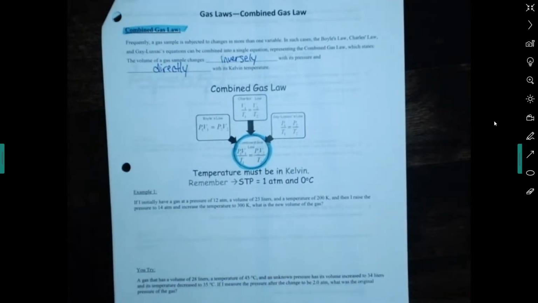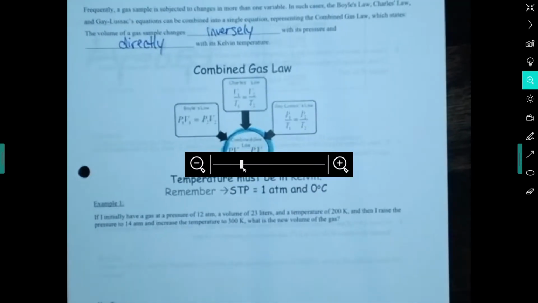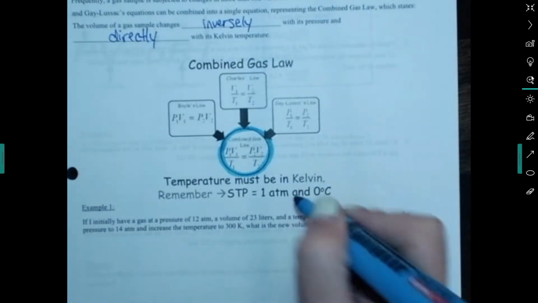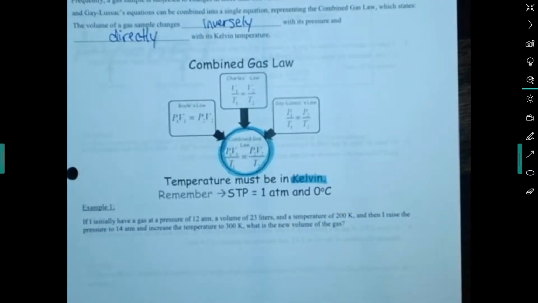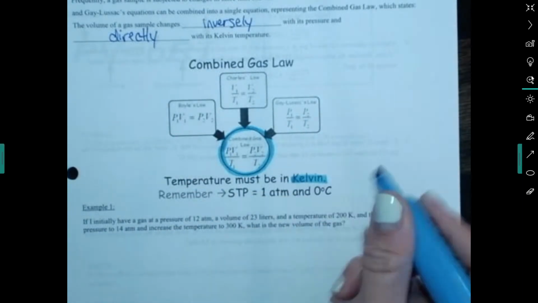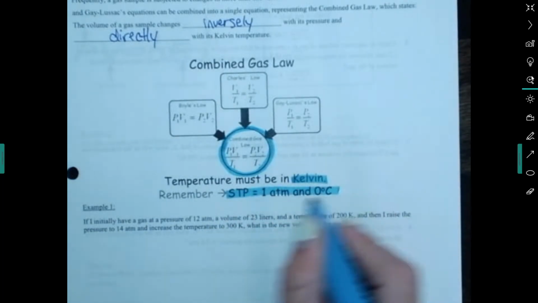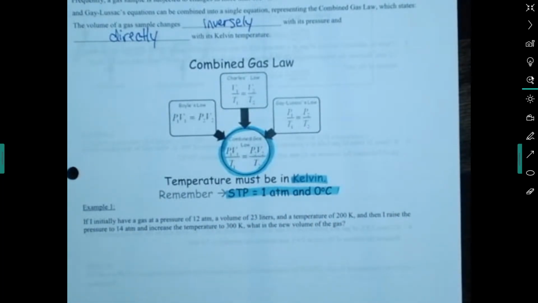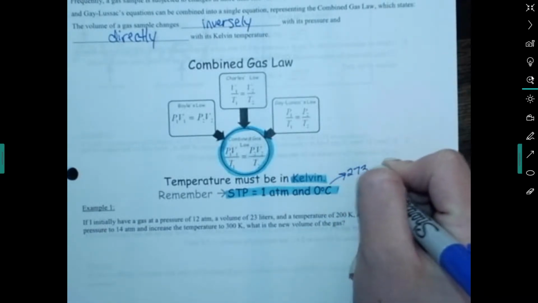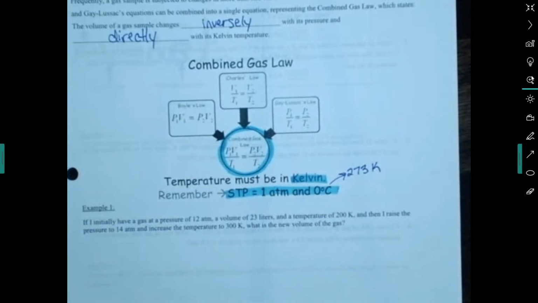Okay, let me zoom in a little bit. So a couple of reminders. Remember, whenever we are doing gas laws, your temperature must be in Kelvin. And if you ever hear anything about STP, standard temperature and pressure, remember standard temperature is 0 degrees Celsius and standard pressure is 1 atmosphere. And of course, if we're converting that to Kelvin, that's 273 Kelvin. Okay? All right. So let's do a couple of examples.